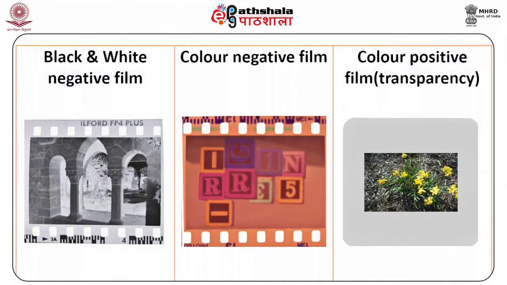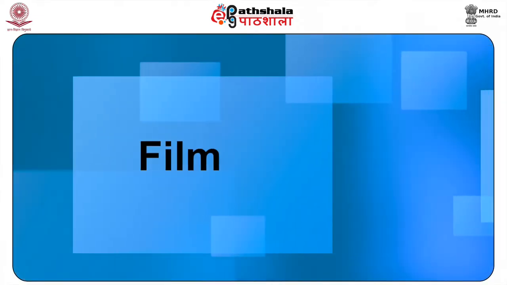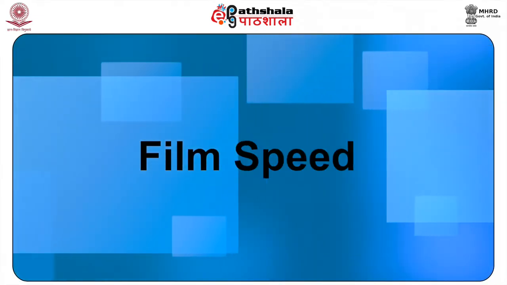Now there are generally three types of films: black and white negative film, color negative film and color positive film, that is the transparency. Second parameter is the film speed. Film speed is a unit to express the sensitivity of the films towards the light. That means how much amount of light is required by a particular film to give a standard exposure. More sensitive film takes less amount of light and time to create an image in a particular lighting condition.